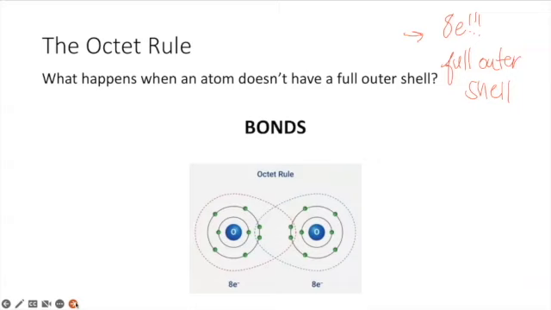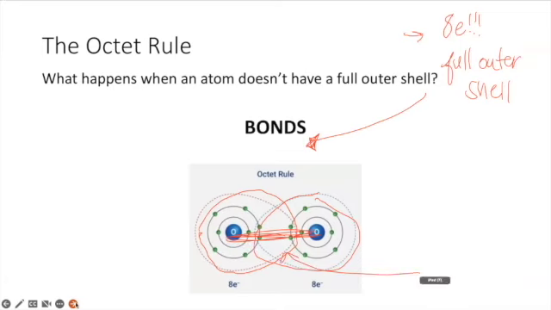So what do they do when they don't have 8? They'll make a bond with another element. And so they'll give their electrons to him. Maybe he gives some electrons to him, and they'll orbit in a shared manner, and they'll hang out, basically solidifying that they're always going to be together because they've formed a bond.